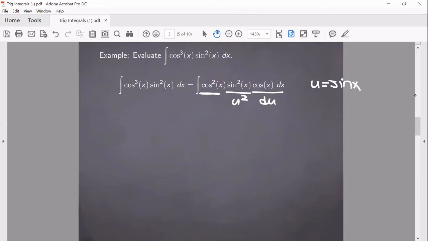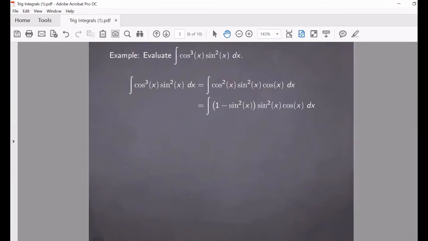Well, this is where the trig identity comes in handy. So I know that sine squared plus cosine squared equals 1. So what that means is that cosine squared is equal to 1 minus sine squared of x. So I can rewrite cosine squared as 1 minus sine squared, and because u is going to be equal to sine, this will eventually just be 1 minus u squared.